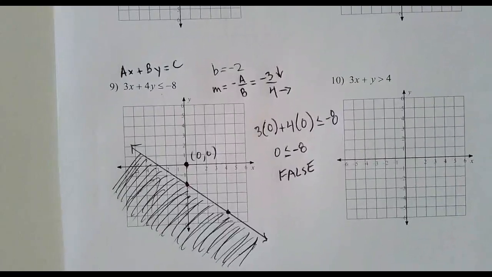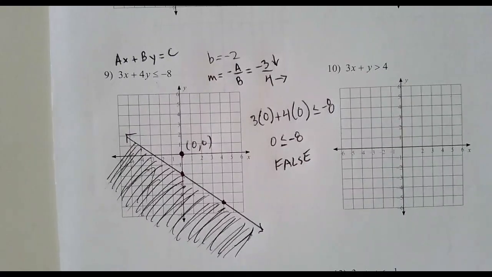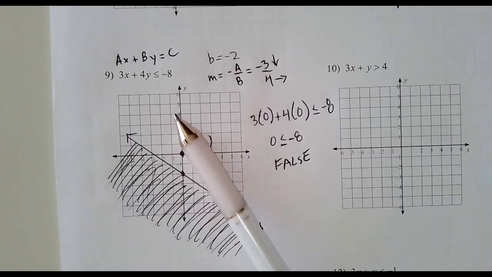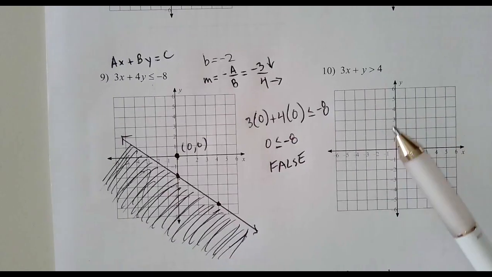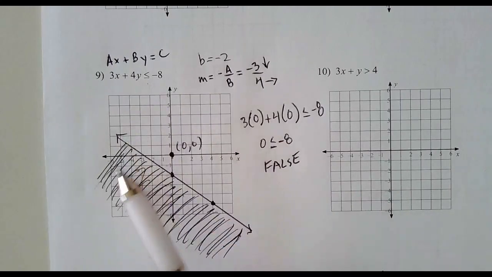Now, what I was going to say is in all of these problems, there is a shortcut to know which side to shade on. Are you ready for this? It's important, so pay attention. The shortcut is this. If you have a less than, you're going to shade below the line. If you have a greater than, you will shade above the line. Did you catch that? So if you have a less than, you shade below the line. If you have a greater than, you'll shade above.